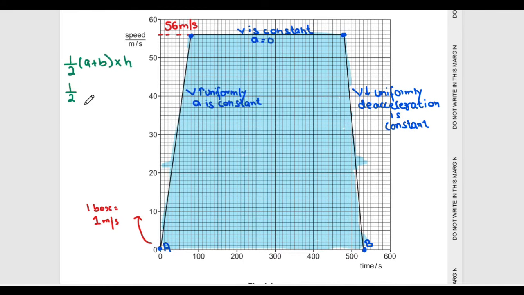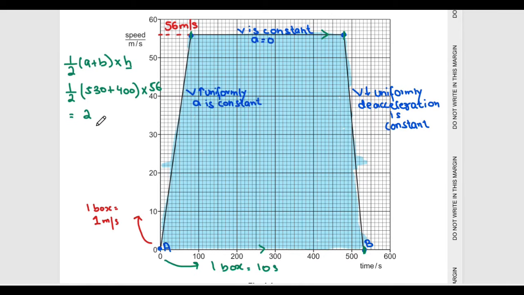And if we see which sides are parallel in this trapezium, this straight line is parallel to this above straight line. So these are our A and B. To get the values of A and B, let me be clear that one small box over here is representing 10 seconds. So first parallel length is 530 seconds long, and the other parallel length, which is from this point to this point, is 400 seconds long. And what about the height of the trapezium? This straight line will tell us the height of trapezium, which is 56 meter per second.